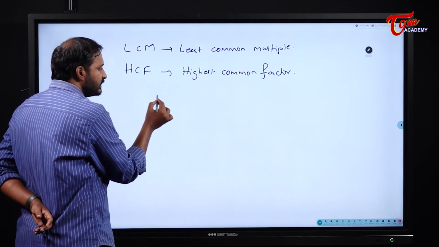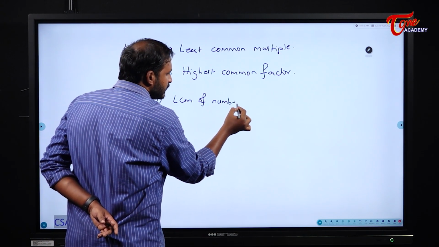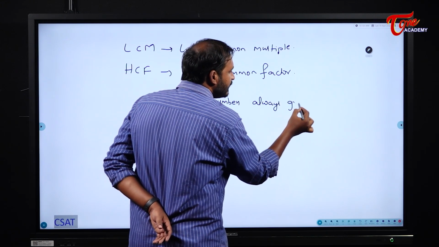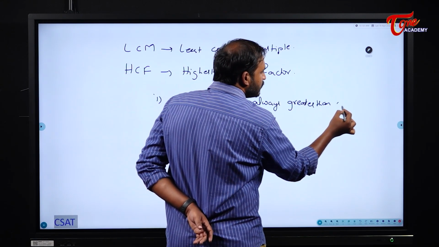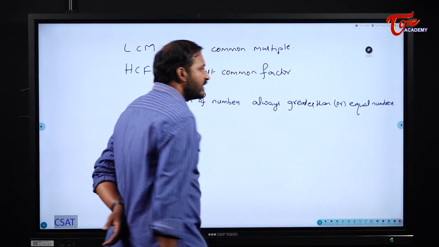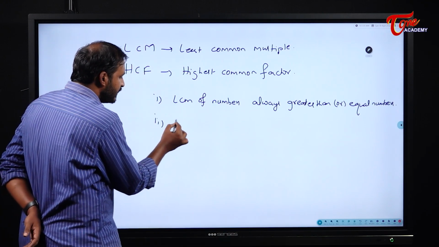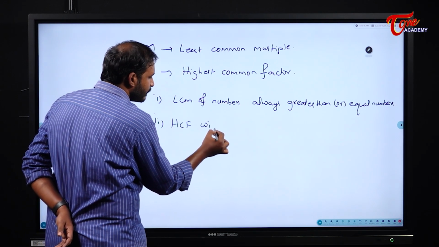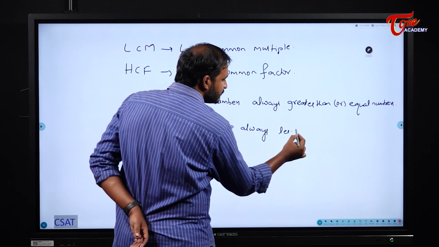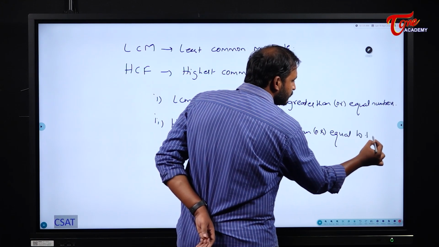The first one is: the LCM of the given numbers will always be greater than or equal to the given numbers. In case of HCF, the HCF will always be less than or equal to the given numbers.